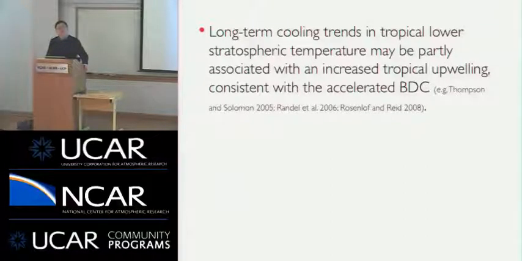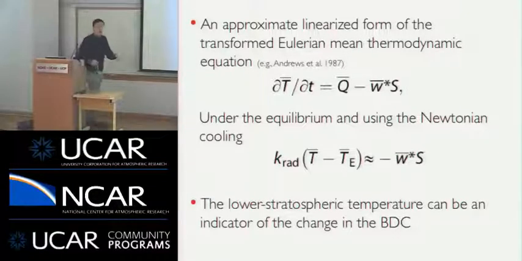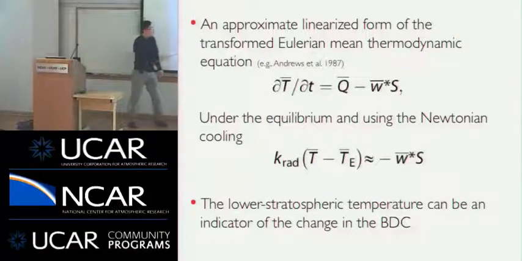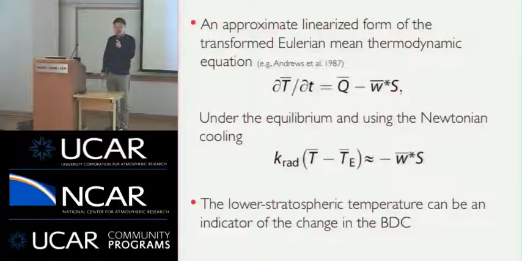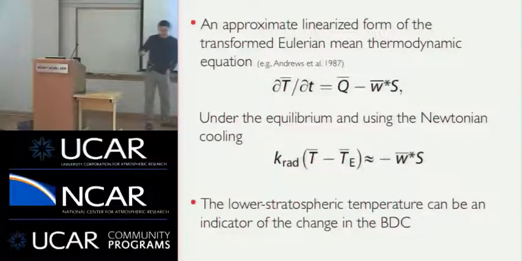If you go to the previous slide, T sub E, the radiative equilibrium temperature, is a function of the composition. So that could also change, yes, if composition changes. That's a good point. It's very important to clarify this.